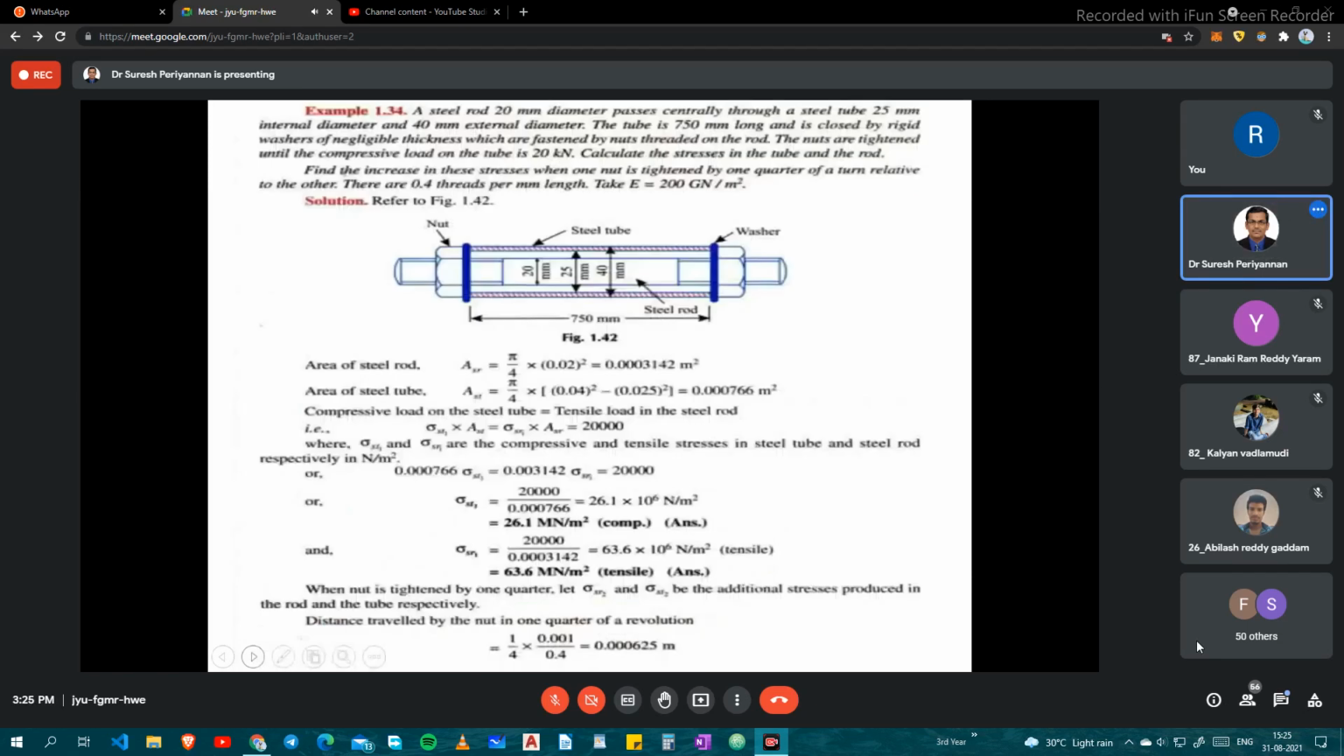Now I come to one more interesting problem. See here, as mechanical engineers, we use a lot of bolts and nuts, right?